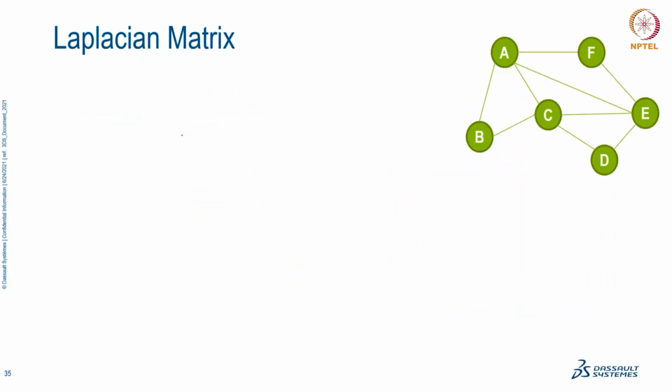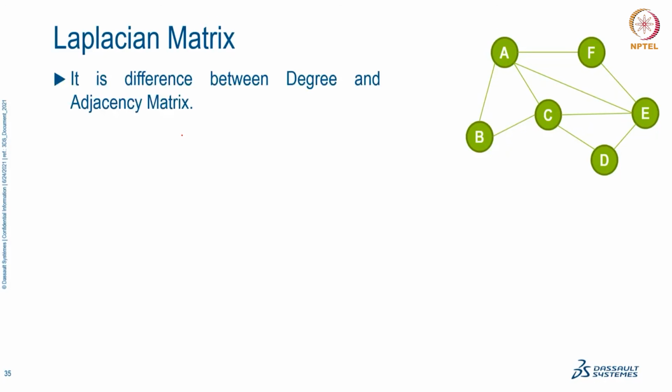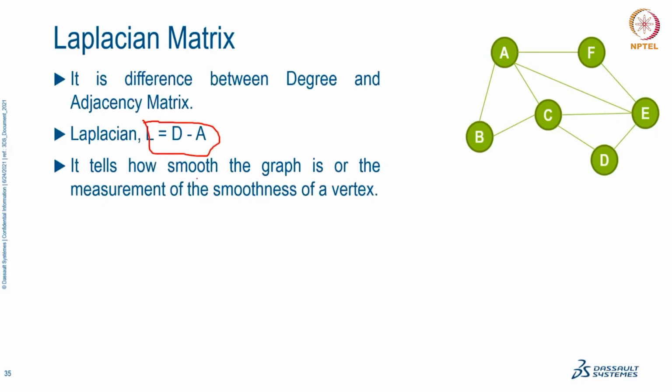Now we'll go to the Laplacian matrix. So again, this is a very useful matrix. So it suggests how smoothly the graph is connected. And it is just the difference between the diagonal matrix and the adjacency matrix, nothing else. In simple mathematical term, it is just this L is equal to D minus A. So it suggests how smooth the graph is, or you can see it measures the smoothness of the graph.